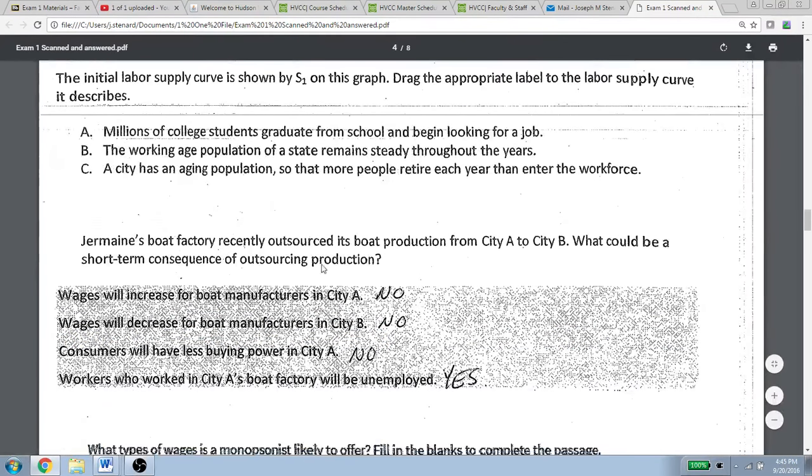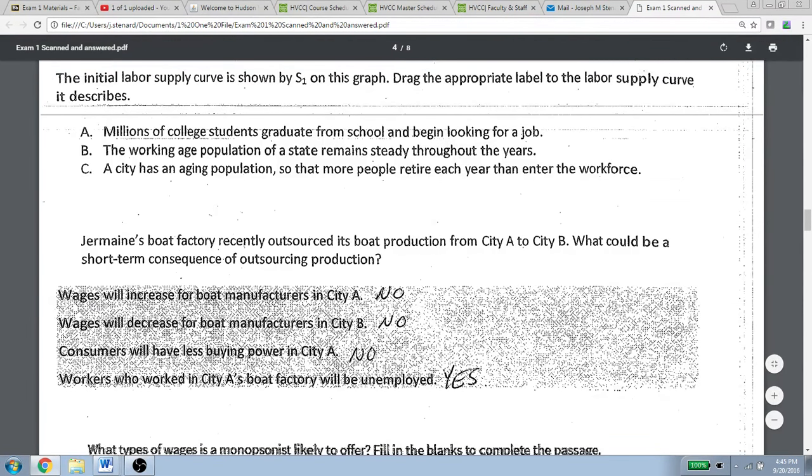Germain's boat factory recently outsourced its boat production from City A to City B. What could be a short-term consequence of outsourcing production? Well, wages will increase for boat manufacturers in City A? No. If anything, wages will decrease. Wages will decrease for boat manufacturers in City B?